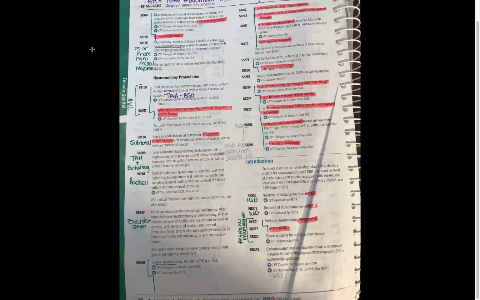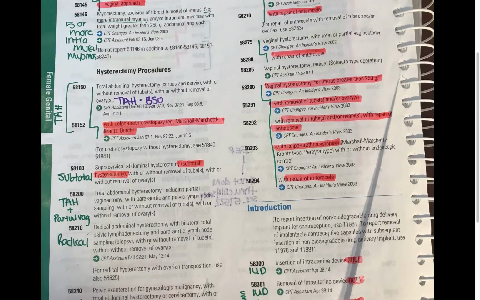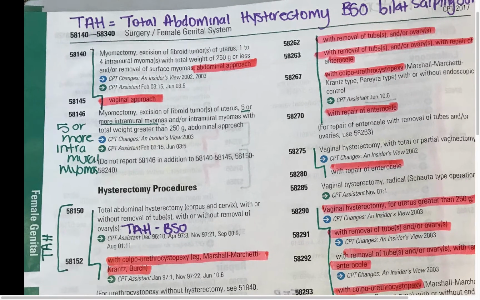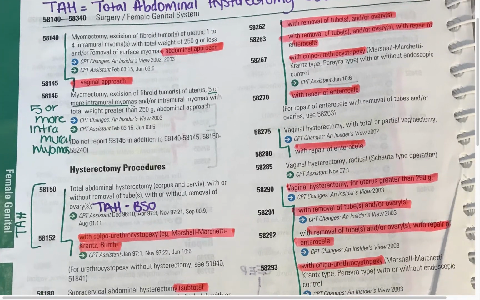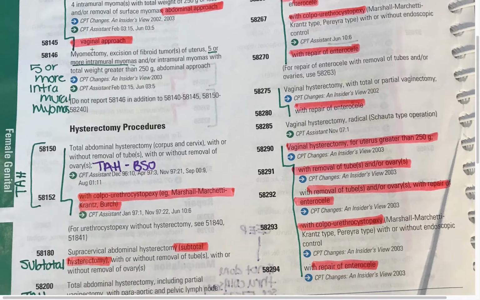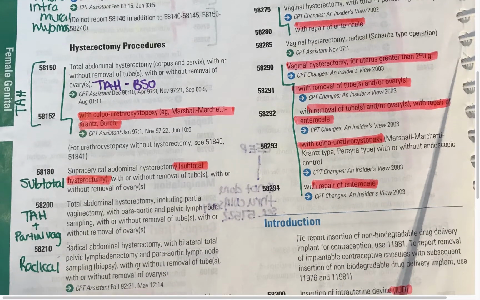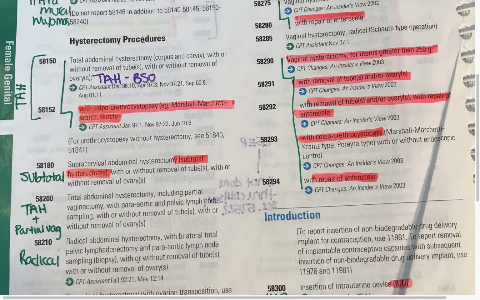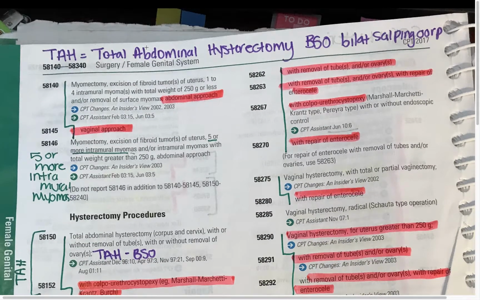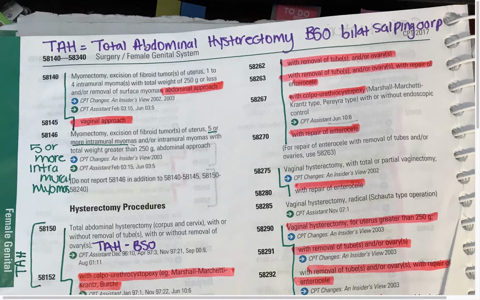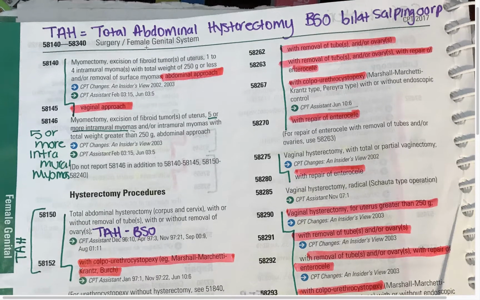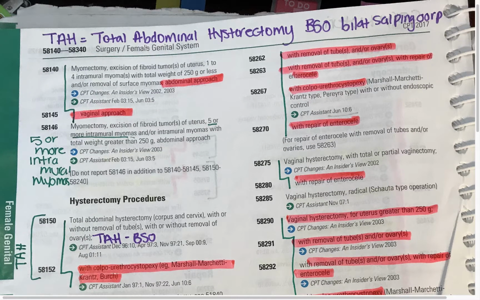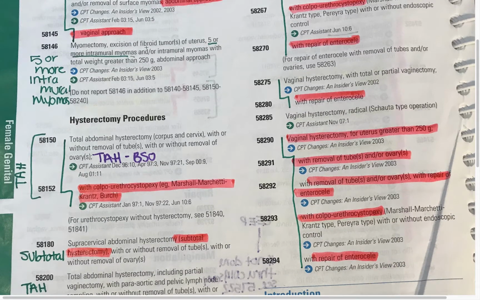On the next page is a pretty important page. It has to do with hysterectomies. So let's get started on the hysterectomy procedures. Hysterectomy procedures are labeled up here. Now note, I put a note at the top of my page that says TAH stands for total abdominal hysterectomy, and BSO stands for bilateral salpingo-oophorectomy. And we'll go over what that means here in a minute.